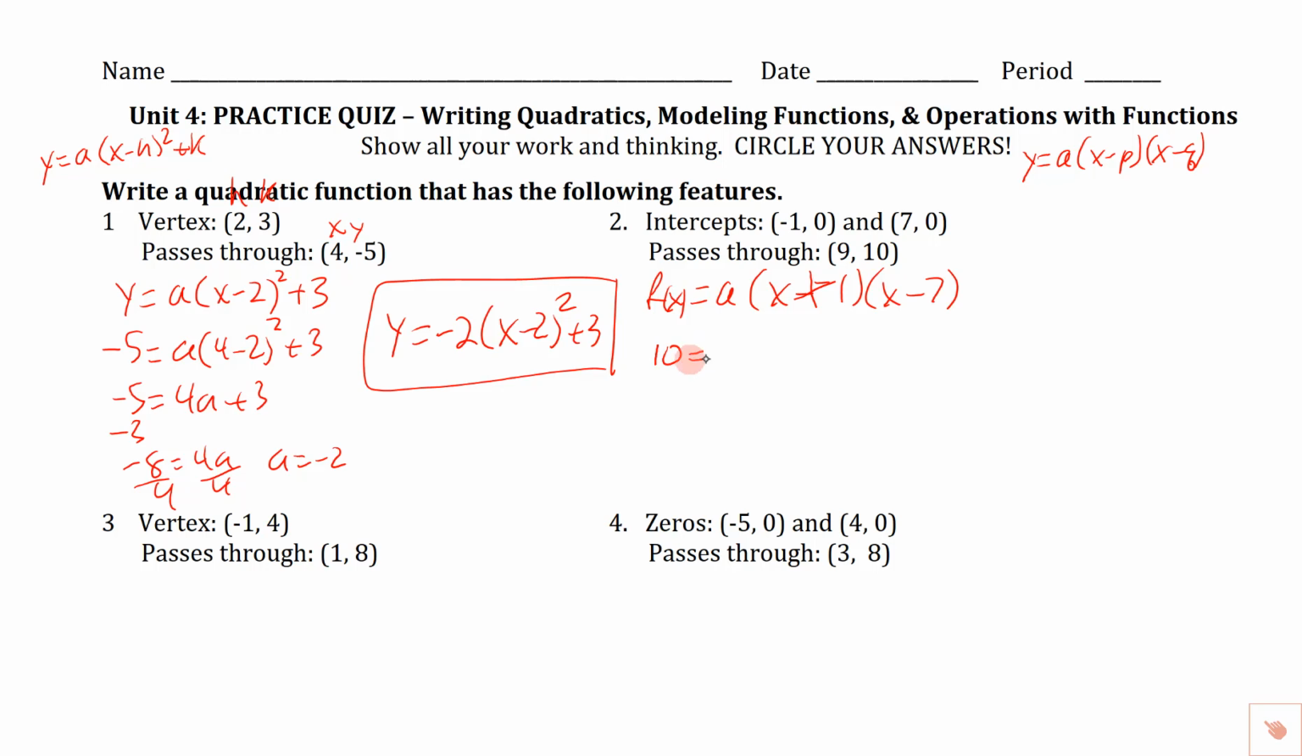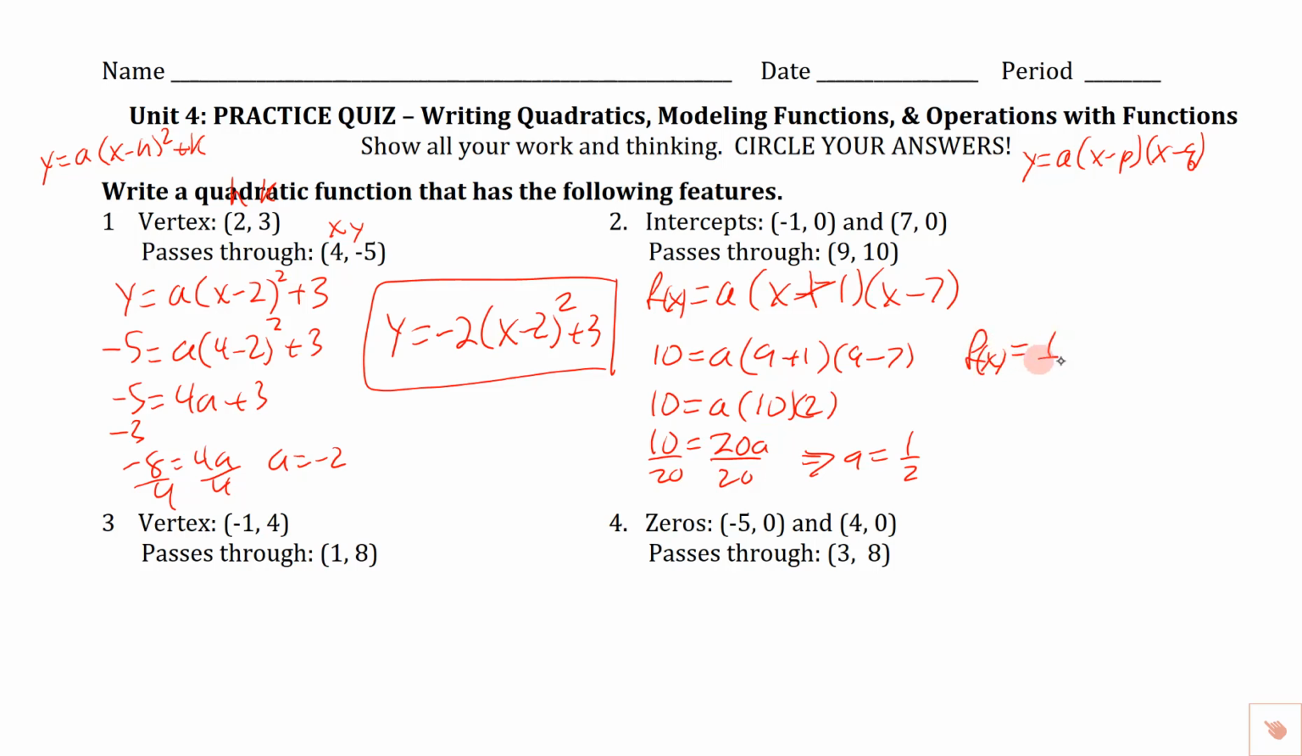So we're going to do 10 equals a, and then this will be 9 plus 1, and this will be 9 minus 7. So 10 equals a, this would be 10, and this would be a 2. So 10 equals 20a. We're going to divide by 20, so we end up with a equals 1/2. Now we're going to come back here and write, whoops, I should get in that habit, f of x equals 1/2, and then x plus 1, remember that minus minus turns into a plus, and then x minus 7, and there's our answer right there.